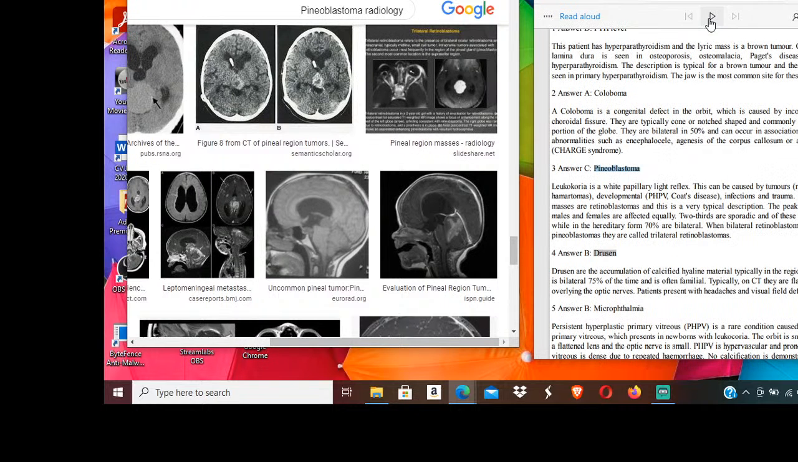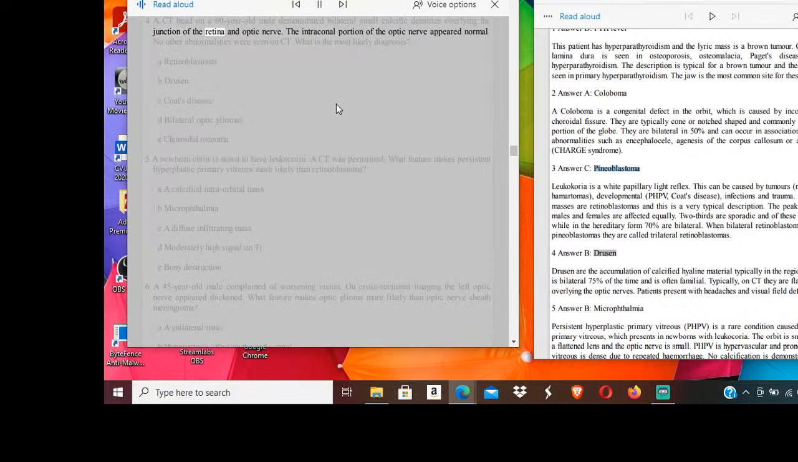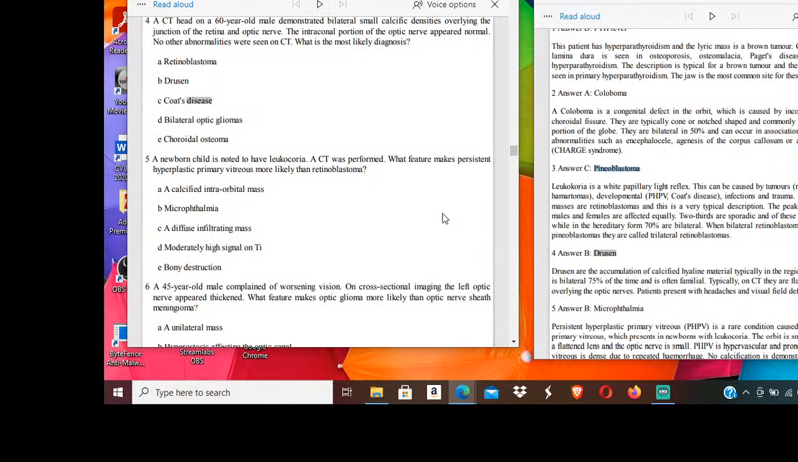4. Answer B, drusen. Calcific densities overlying the junction of the retina and optic nerve. The intraconal portion of the optic nerve appeared normal. No other abnormalities were seen on CT. What is the most likely diagnosis? A, retinoblastoma. B, drusen. C, Coats disease.